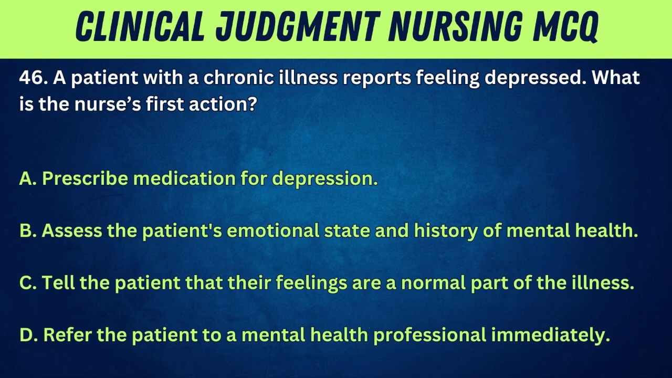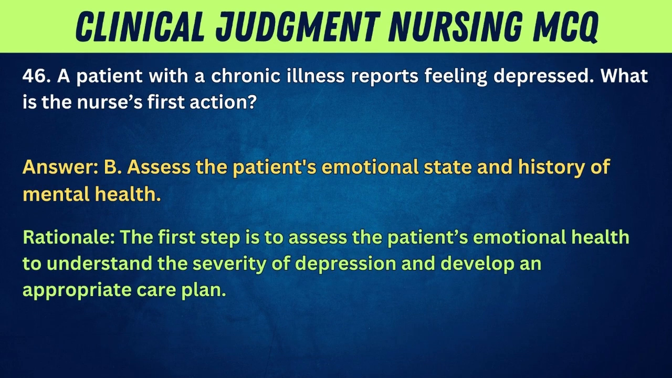46. A patient with a chronic illness reports feeling depressed. What is the nurse's first action? A. Prescribe medication for depression. B. Assess the patient's emotional state and history of mental health. C. Tell the patient that their feelings are a normal part of the illness. D. Refer the patient to a mental health professional immediately.